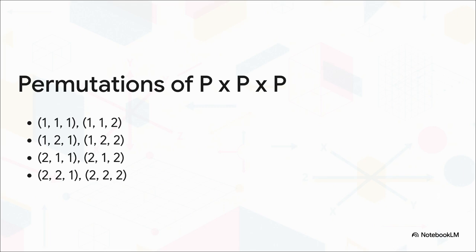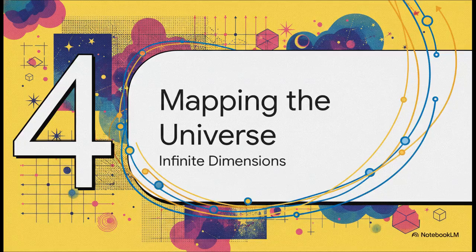By holding the first number steady and systematically changing the later ones, the color method keeps our ordered triplets perfectly, beautifully organized. We've cleanly mapped out the entire Cartesian product of P times P times P without skipping a single coordinate. All right, the final stretch. Section 4, Mapping the Infinite Universe.